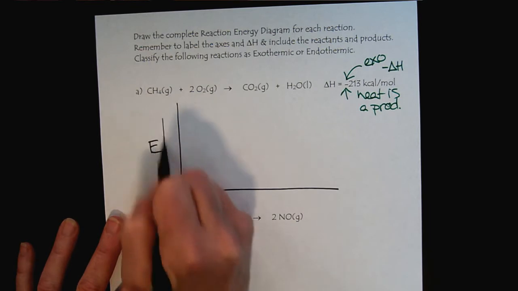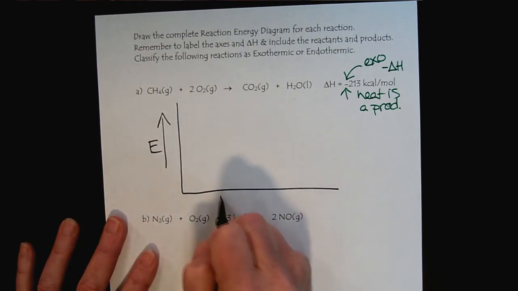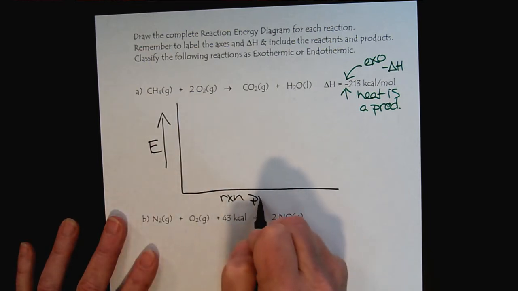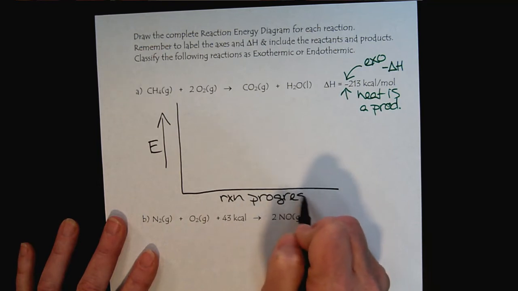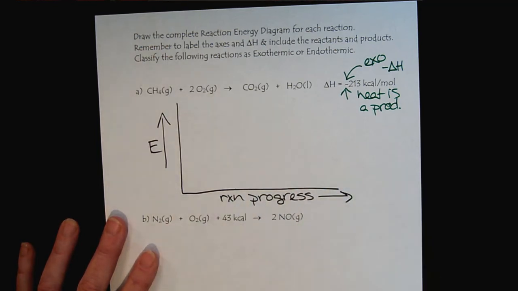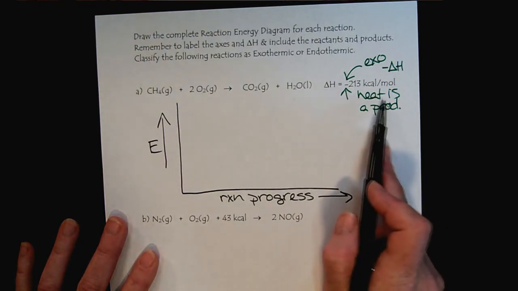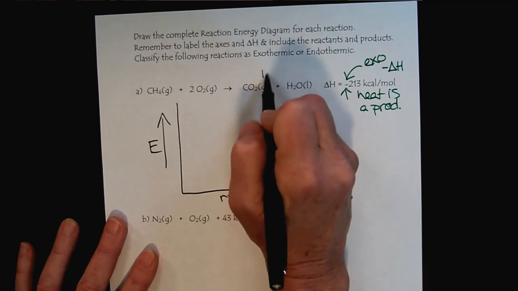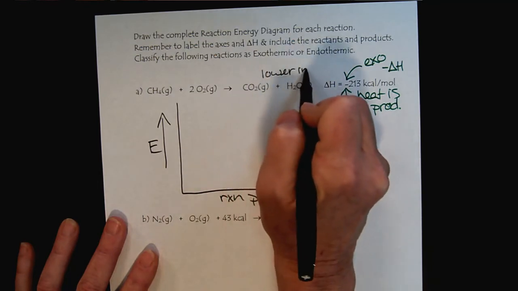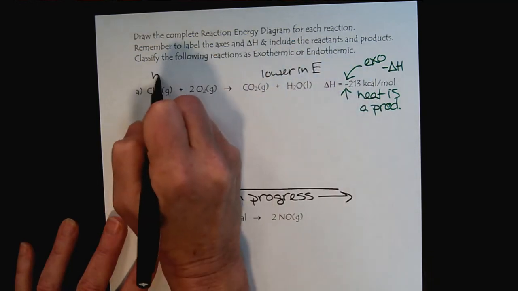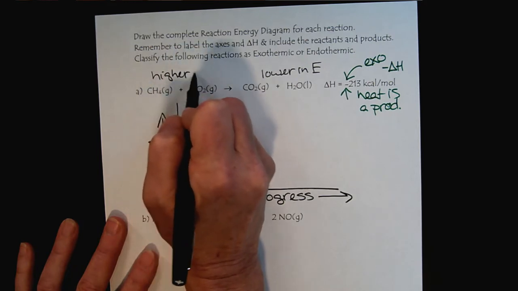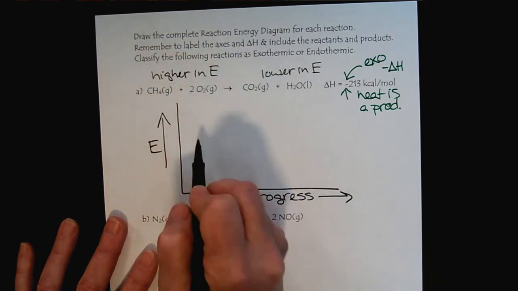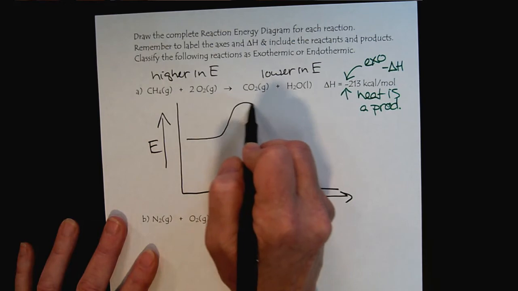Energy is always along the y-axis, and reaction progress along the x. Make sure to get all the points. You're doing the work. All right. So heat's a product. That's telling us that the products are lower in energy and the reactants are higher in energy. So we're going to draw our curve like this.